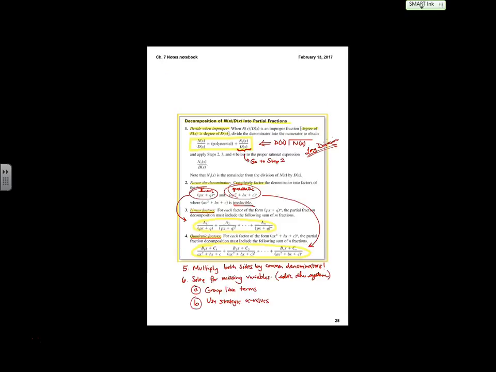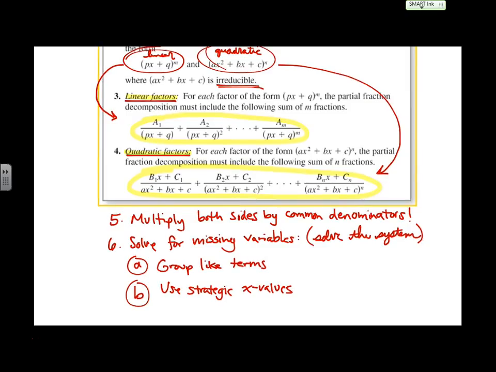Different? Remember that big old table I didn't make you write down everything from? This one. Remember how we had two different options? We had both how to set up partials for linear functions and how to set up partials for quadratic functions, or I should say factors. Are we okay to put just A, B, C, D, E, F, G over linear factors, whether or not they're raised to different powers or not?